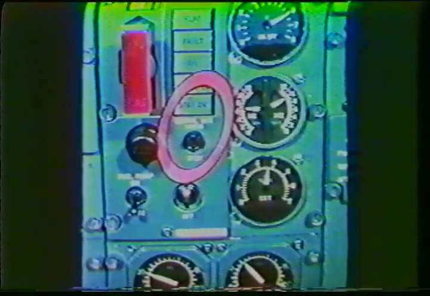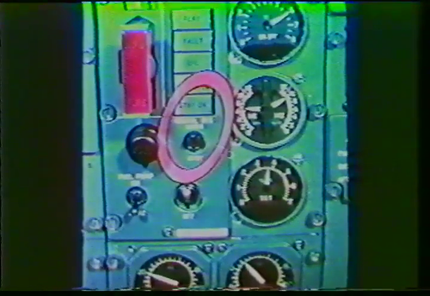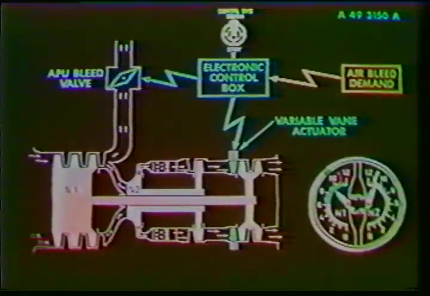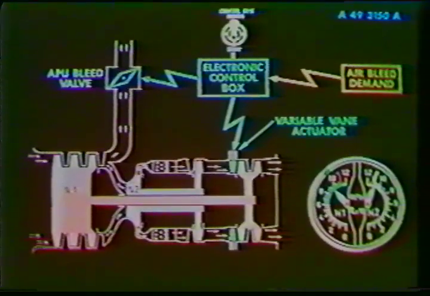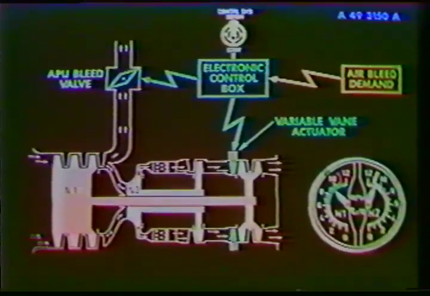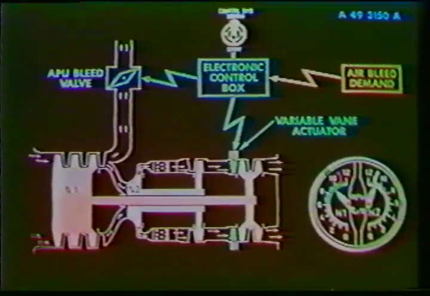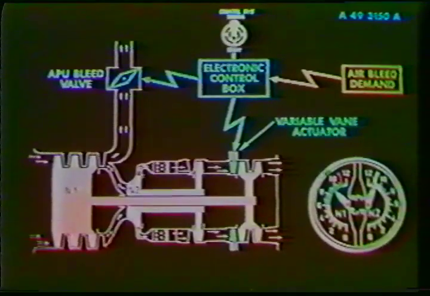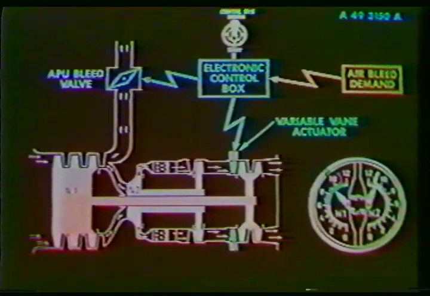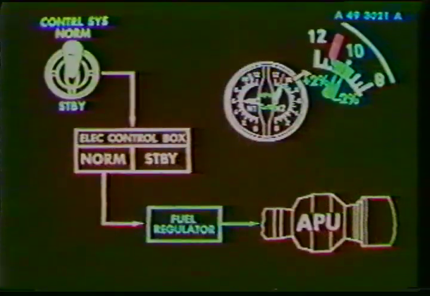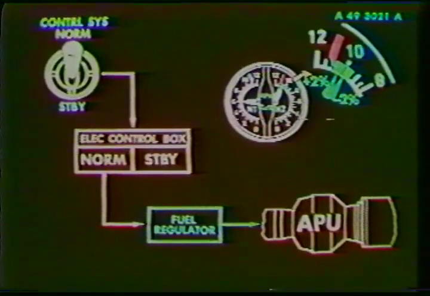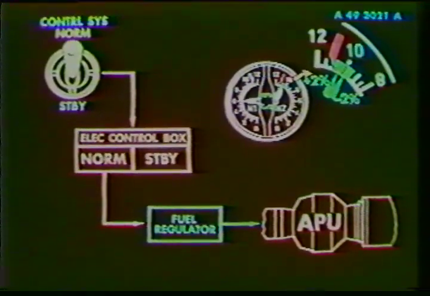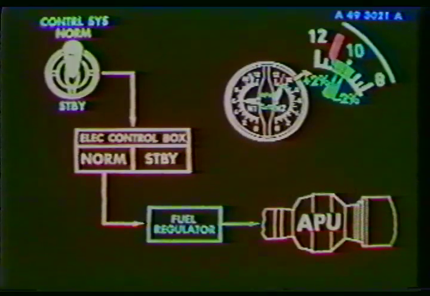When the switch is set to normal, the N1 rotor system is controlled by variable stator vanes according to the bleed air demand. The APU bleed valve is located at the outlet of the N1 compressor. This regulation is assured by the electronic control box. The N1 normal speed is shown within the N1 green arc of the indicator. The ground idle is 63% of N1.